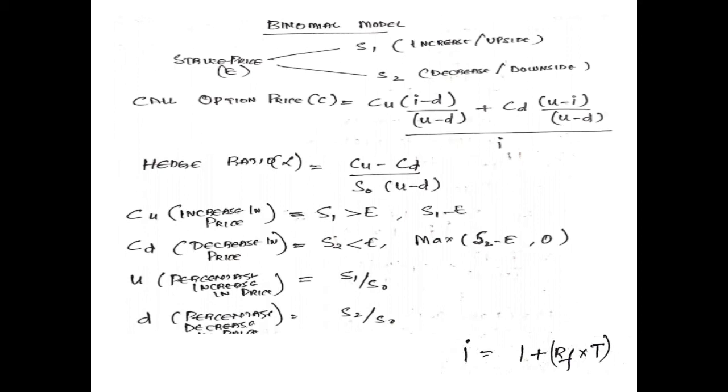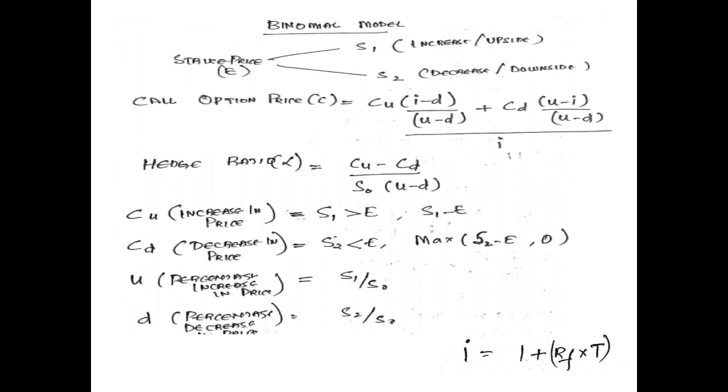What is Cu? C suffix u is the call price on an increase in the price. u stands for upside and small d stands for decrease, or downside, price. C stands for call price, upside or downside. So Cu, the upside call price, can be calculated by taking S1 greater than the exercise price. S1 is the increase in the price.